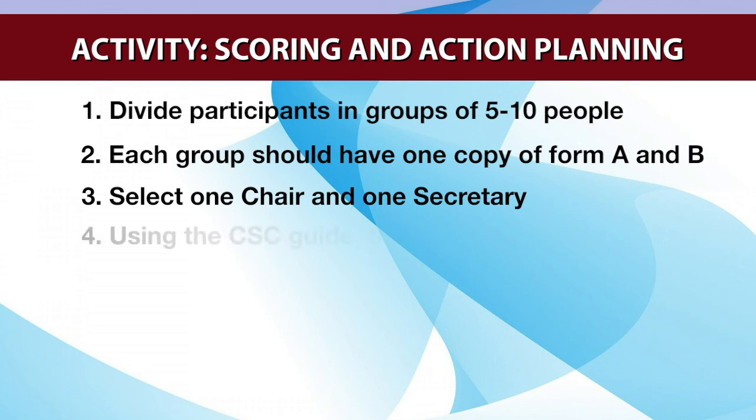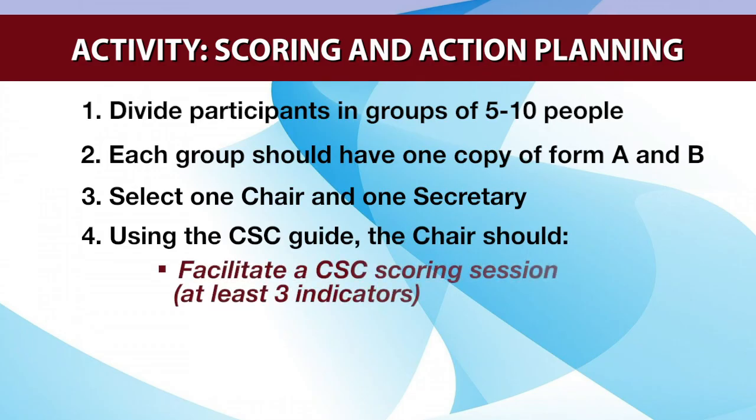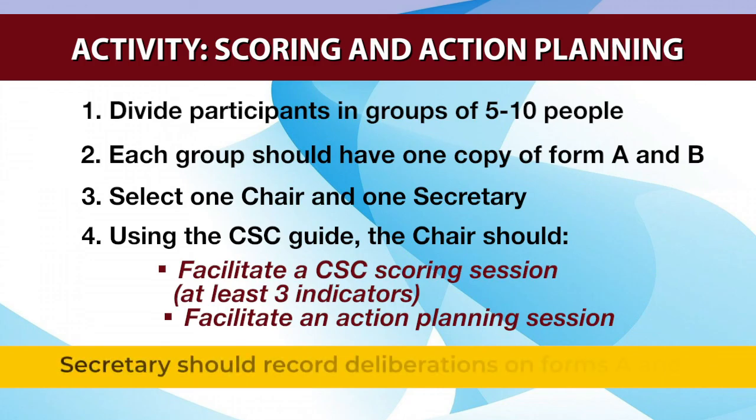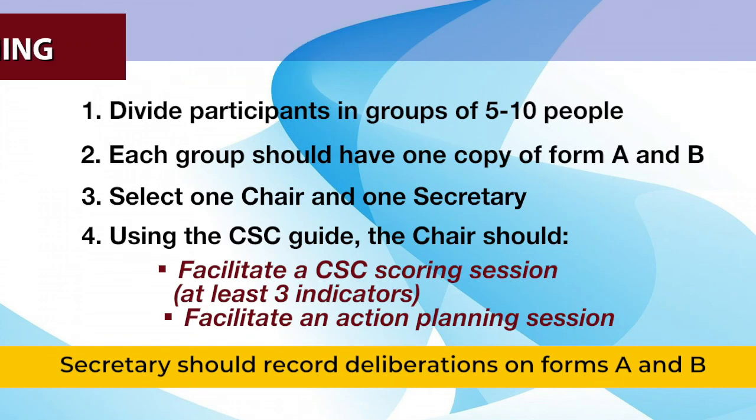4. Using the Community Scorecard Guide, the chair should: 1. Facilitate a community scorecard scoring session, with at least 3 indicators. 2. Facilitate an action planning session. The Secretary should record deliberations on Form A and Form B.